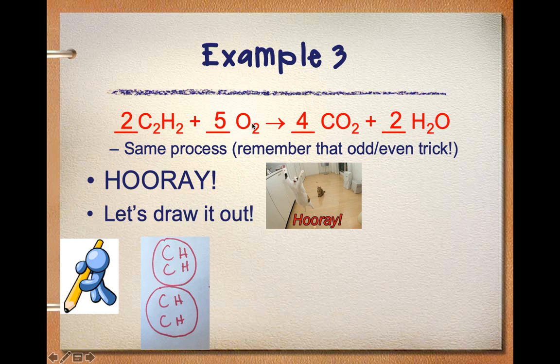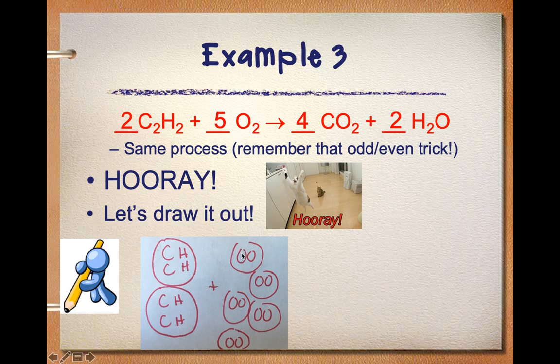Plus, I have 5 diatomic oxygens. These are those little pig noses. I have OO, diatomic oxygen, 1, 2, 3, 4, 5 separate times. The number in front is how many separate particles there are. Behind it is what goes in that particle.